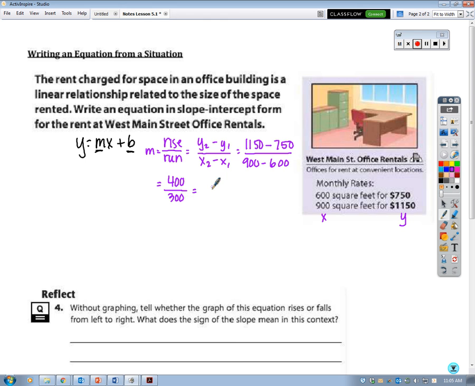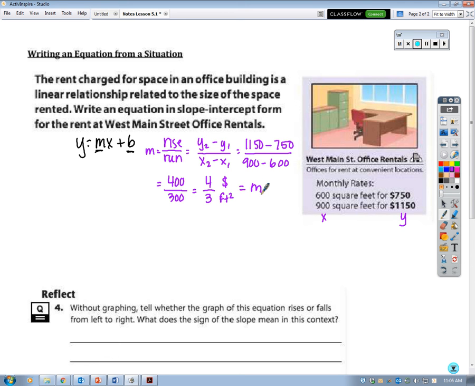Now that simplifies to 4 over 3, which I could leave in this form, or I could find out what that actually represents. I'm going to leave it in this form because it's going to be a repeating decimal if I turn it into a decimal, because thirds end up being repeating decimals. So this is saying that for every 3 square feet, it's going to cost $4. So that's the rate of change. Every 3 square feet costs $4. So this is our slope.